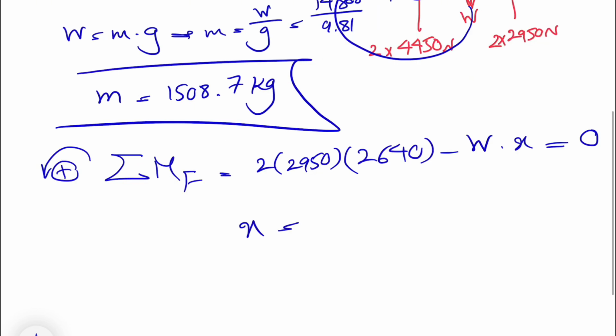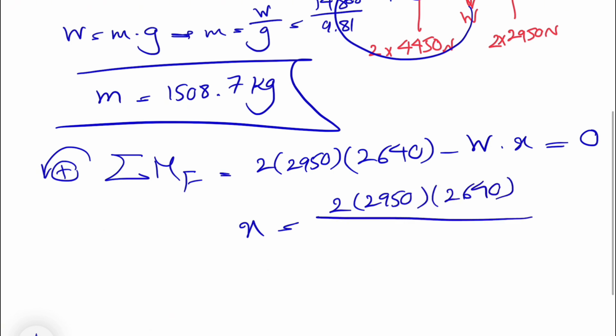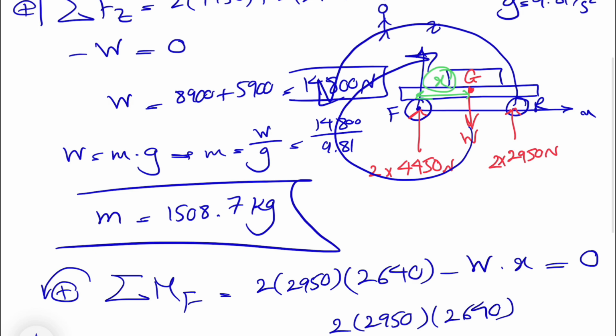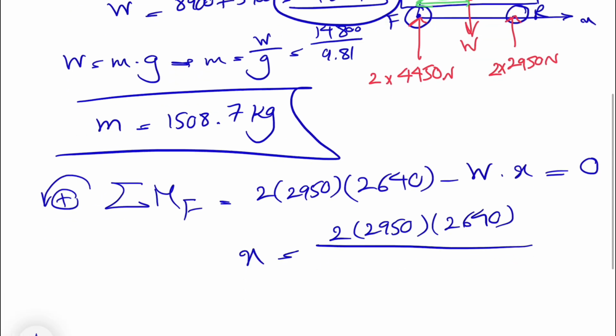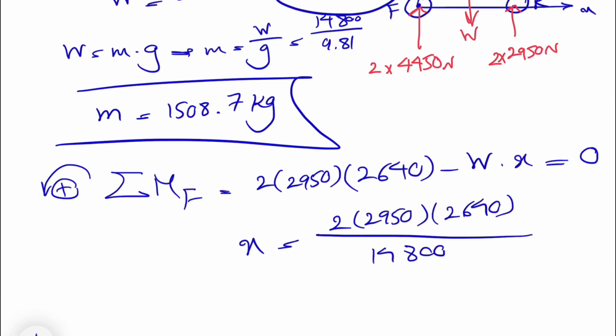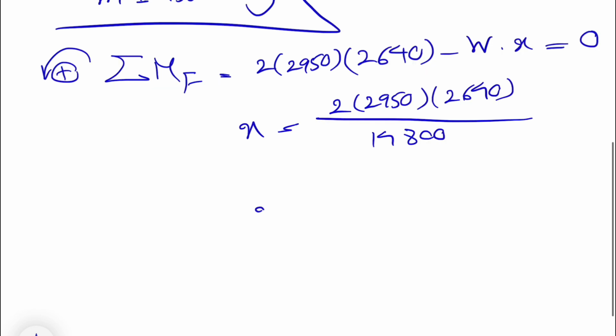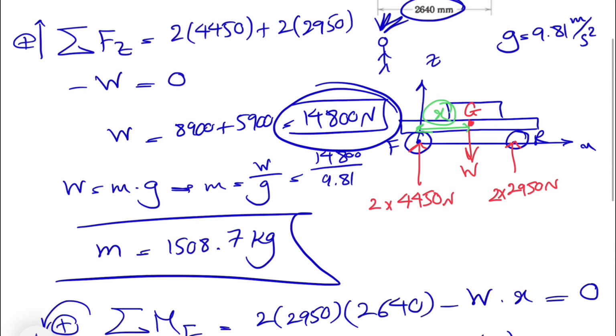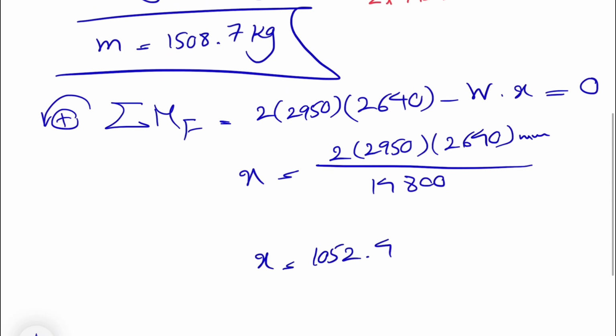So our x is pretty easy to find. We have 2 times 2950 times 2640 over the weight of the car, which we found here, 14,800, and we can find x, which will be 1052.4. Since we use millimeters here and all the dimensions in the question are in millimeters, what we get at the end is also millimeters.